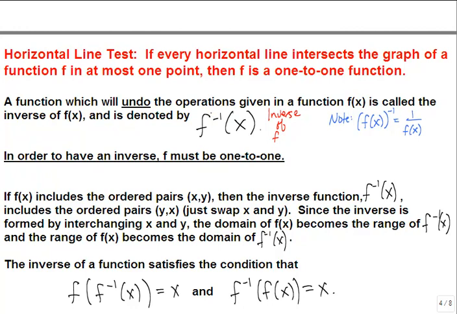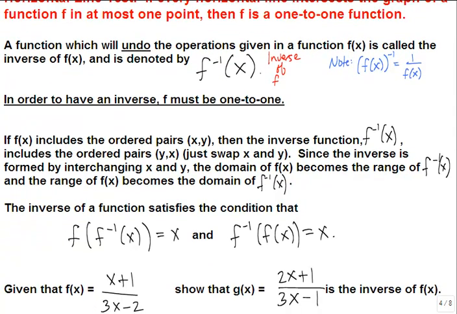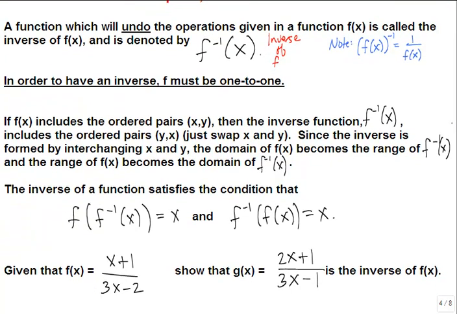That's not what this is doing. So whenever you see that little -1 squeezed in between the f and the x, that always implies inverse, and it doesn't mean reciprocal. In order to have an inverse, your function f has to be 1-to-1. That's why being able to determine if something is 1-to-1 or not is so important.